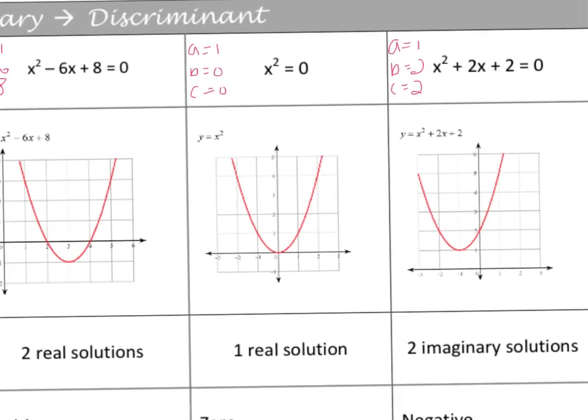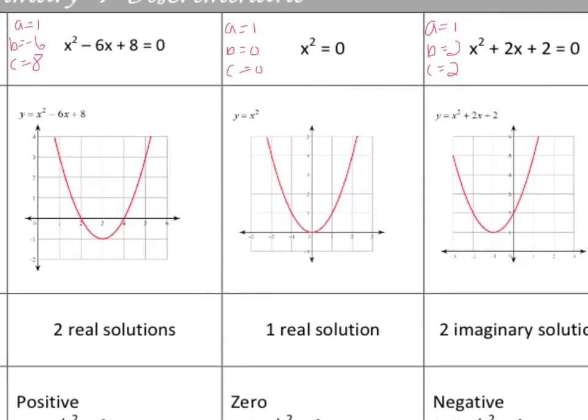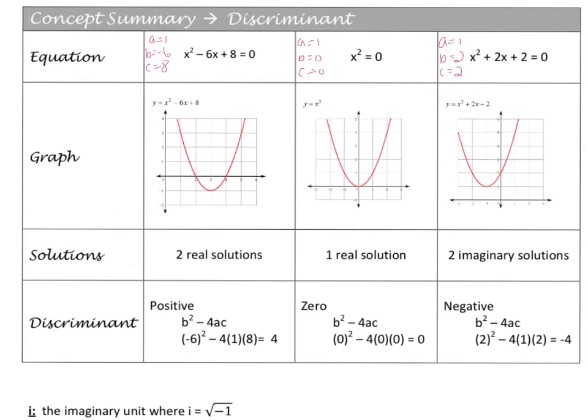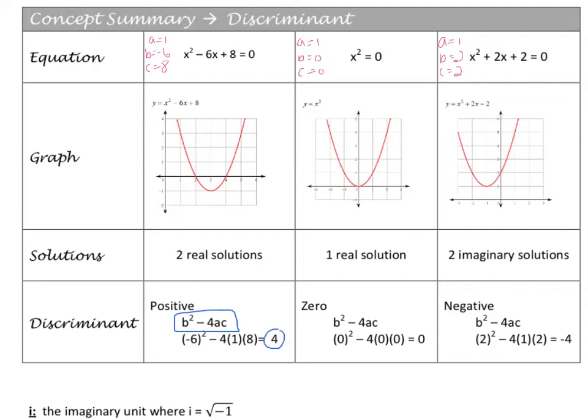Now, once we know A, B, and C, we can go to the quadratic formula and pull out the discriminant, which is b squared minus 4ac, that's the part inside the root, and we use those numbers to calculate, and we get this 4. Okay, on the second one, we plug in our A, B, and C, and we get a 0. And on our third one, we plug in our A, B, and C, and we get a negative 4.